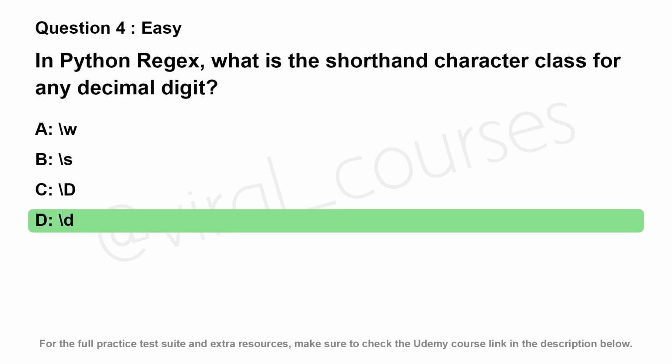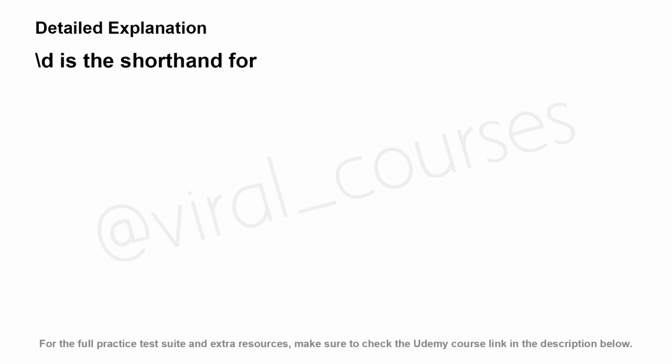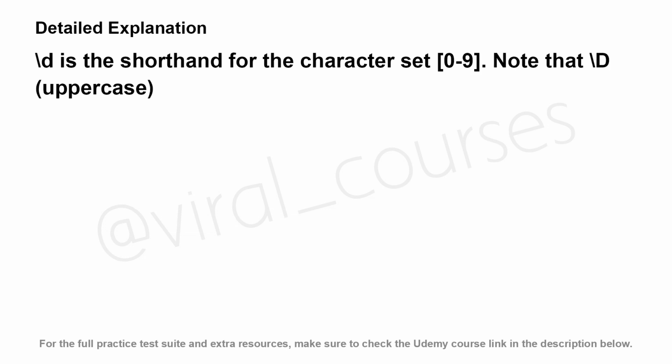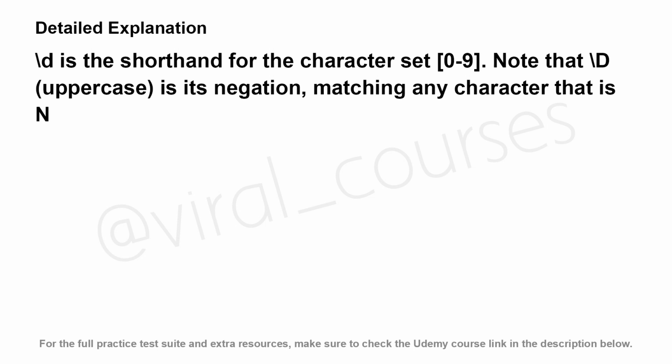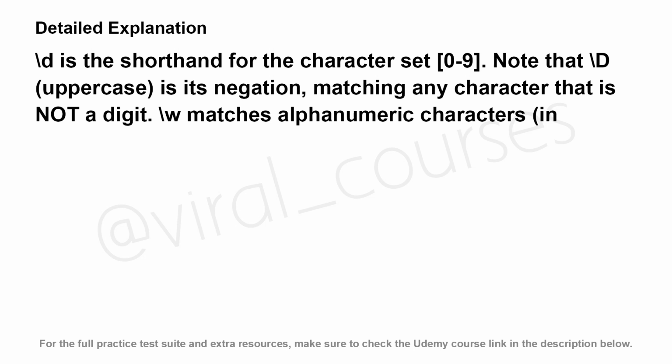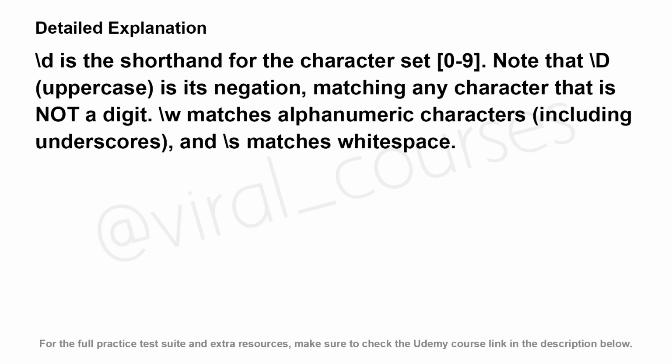The correct answer is D. D is the shorthand for the character set 0 to 9. Note that D, uppercase, is its negation, matching any character that is not a digit. W matches alphanumeric characters, including underscores, and S matches whitespace.